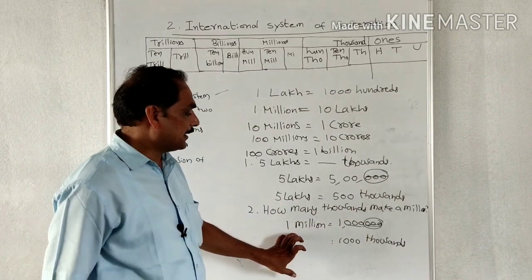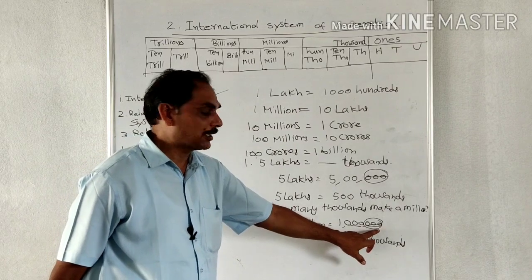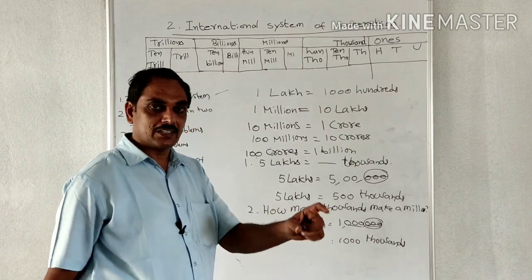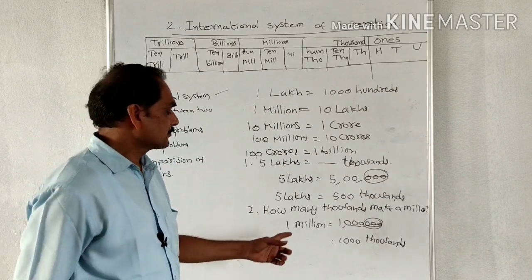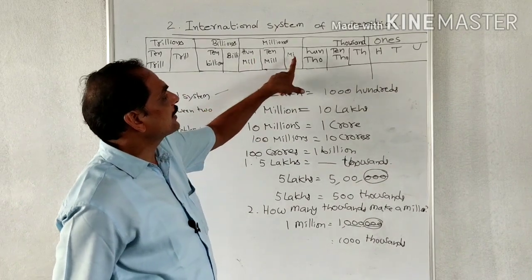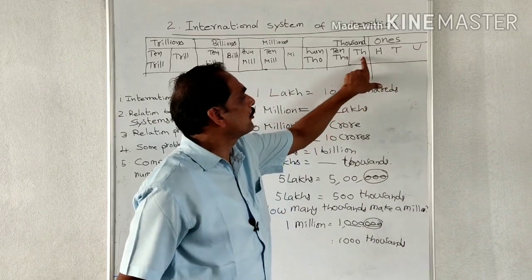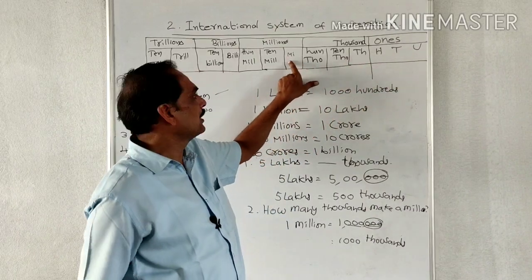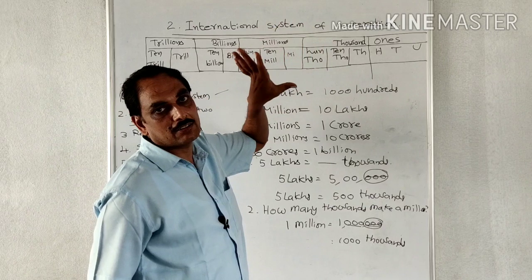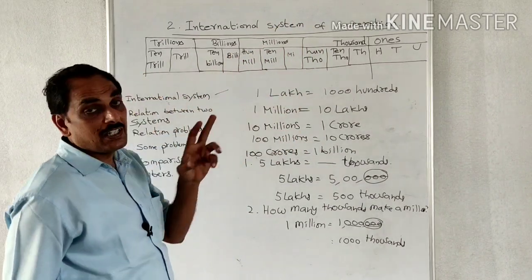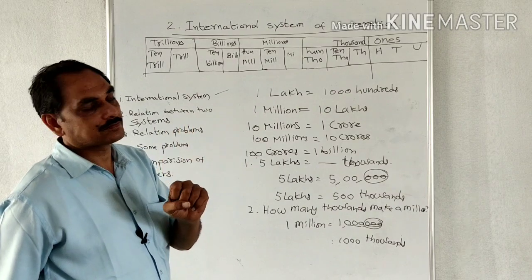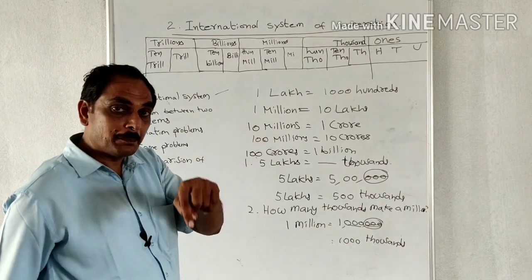In this we write 1 million equal to 1 million. Million is in the International System of Numeration. So 1 million contains 1, 2, 3, 4, 5, 6, 7 digits. From this chart we can also answer other problems, that is, 1 billion containing how many digits? How many digits are there in 1 billion?